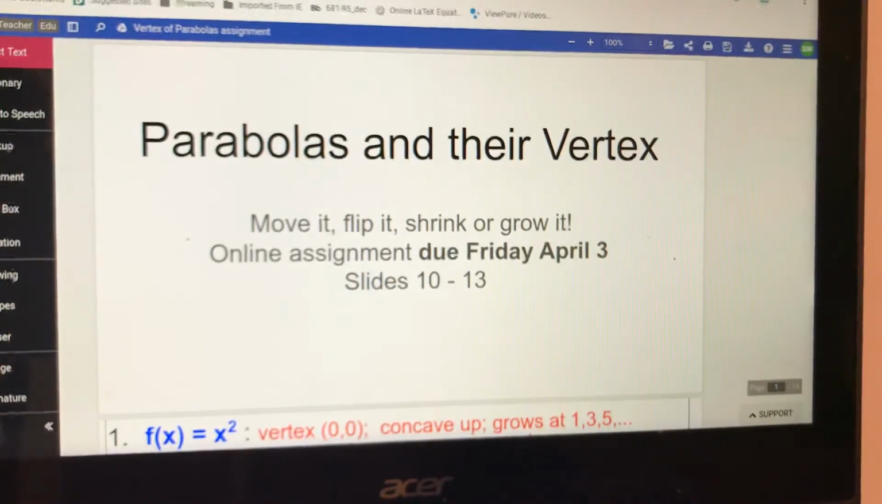This is the first of two videos about transformations of parabolas. After this video, you will be able to complete slides 10 and 11. Tomorrow's video will teach you about slides 12 and 13.